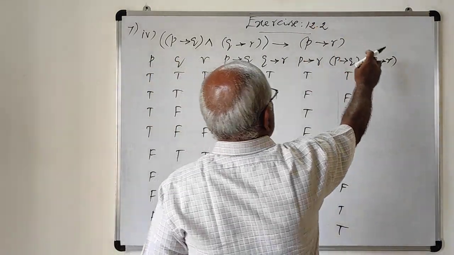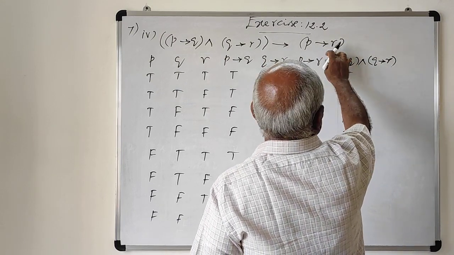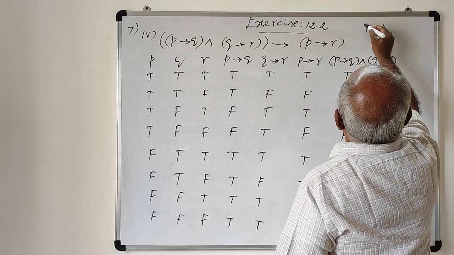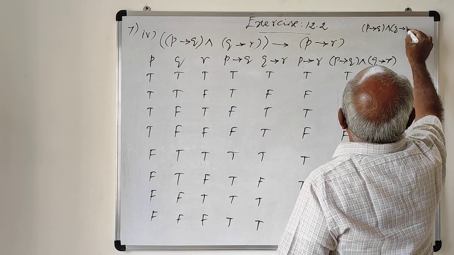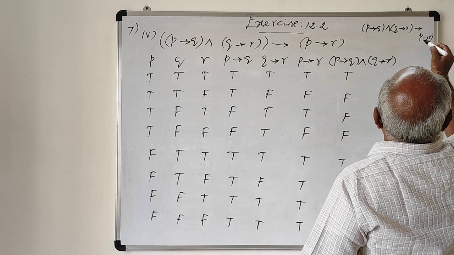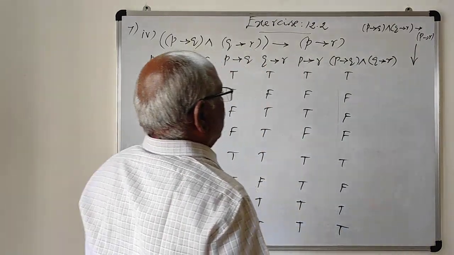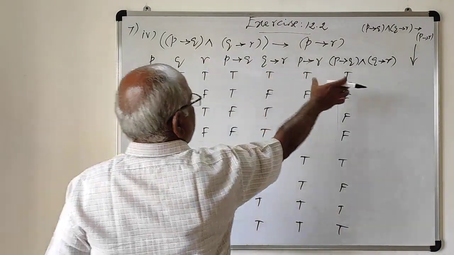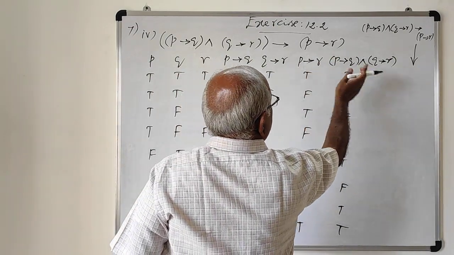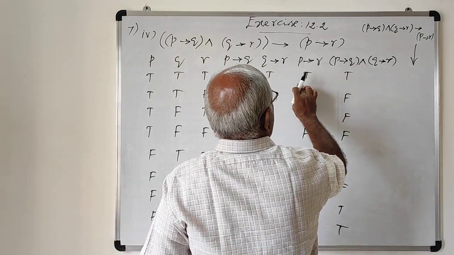Next, we take this statement, P tends to Q, conjunction Q tends to R, that tends to P tends to R. This is our required column. P tends to Q, conjunction Q tends to R is this, and P tends to R is here. We want P tends to Q, conjunction Q tends to R, to P tends to R.